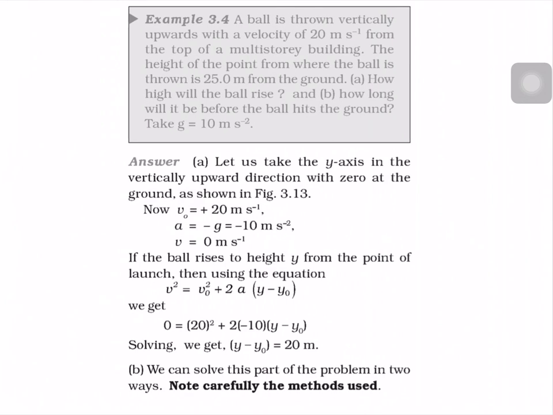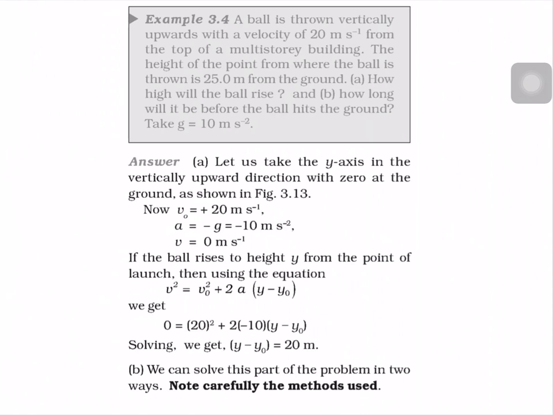Now we come to V naught, that is the initial velocity. The ball is thrown with 20 meters per second, so V naught equals 20 meters per second, where a equals minus 10, since it is moving opposite to the earth's gravity. V equals 0, the final velocity.